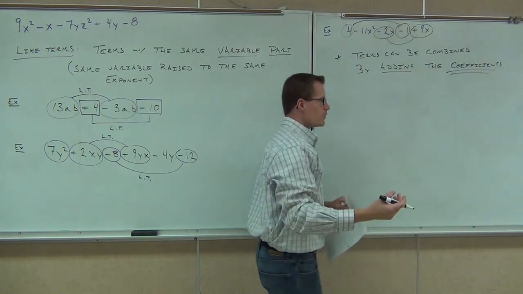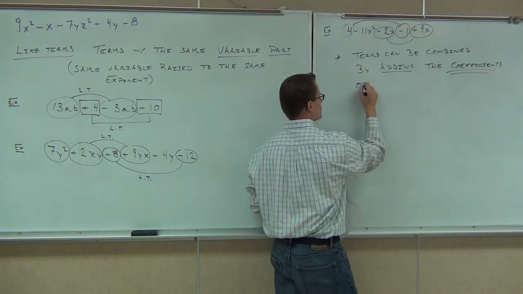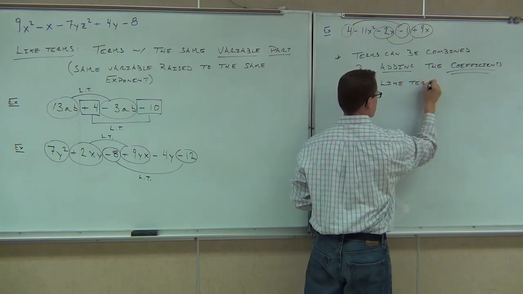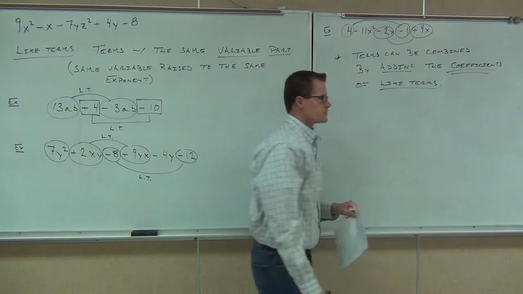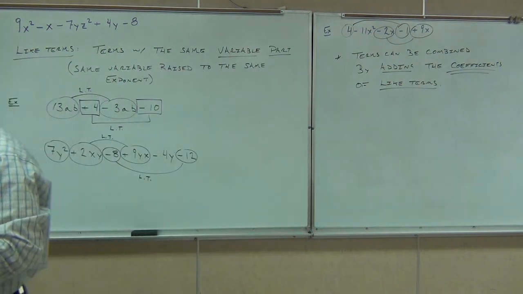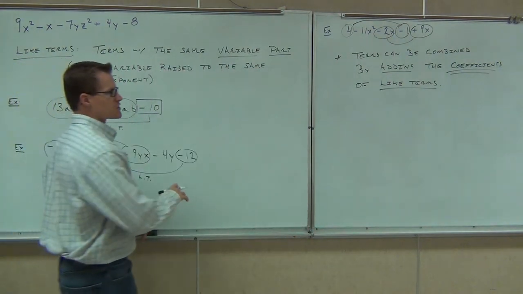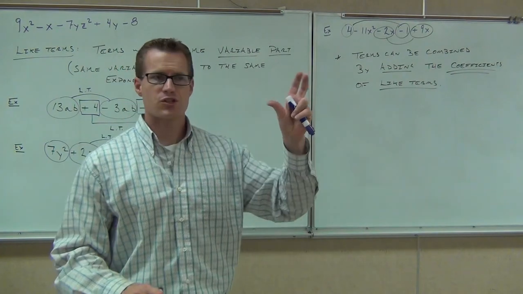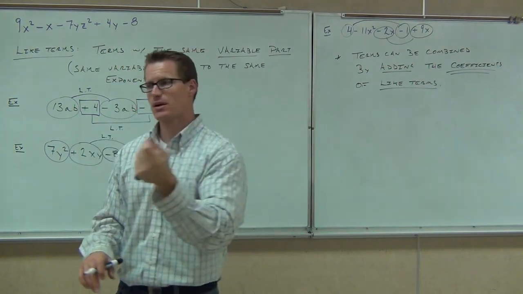Coefficients, that's a word we know. We just finished talking about like terms. Terms can be combined by adding the coefficients of like terms. That means we look for like terms, we take those coefficients, we add them together with the addition rule, and that's how we're going to combine them.